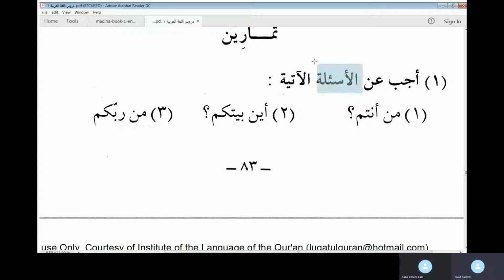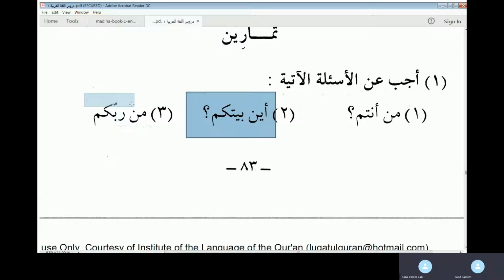Man antum? Who are you all? Nahnu muslimuna. We are Muslims. If a female is saying, she will say nahnu muslimatun, and a male says nahnu muslimun.